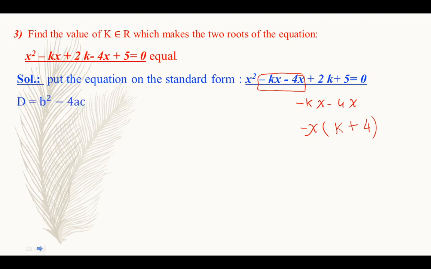Let's write the quadratic equation in the standard form. The discriminant will be b² minus 4ac. Here a equals 1 and b equals negative (k plus 4). The coefficient of x is negative (k plus 4), so the discriminant will be b², the coefficient of x squared.